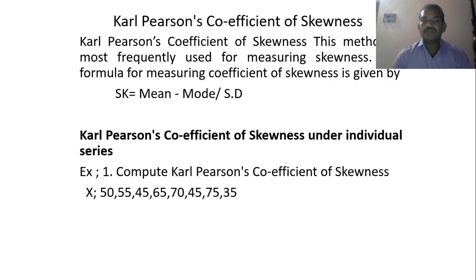Example one: compute Karl Pearson's coefficient of skewness for x: 50, 55, 45, 65, 70, 45, 75 and 35. This is the problem. From this we need to compute Karl Pearson's coefficient of skewness.